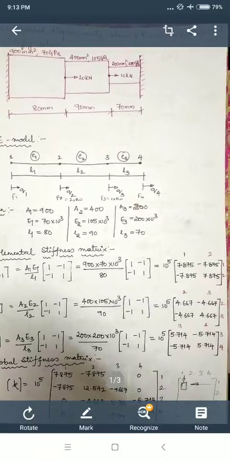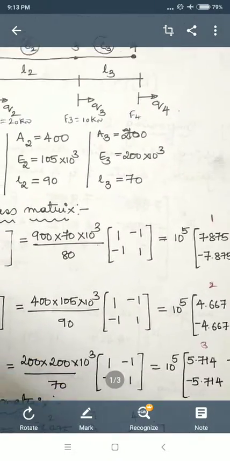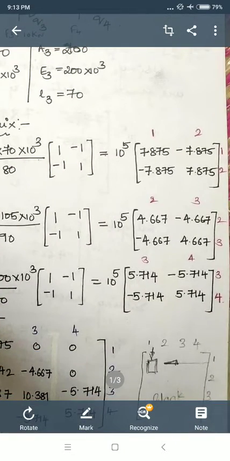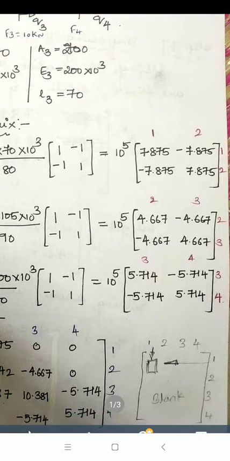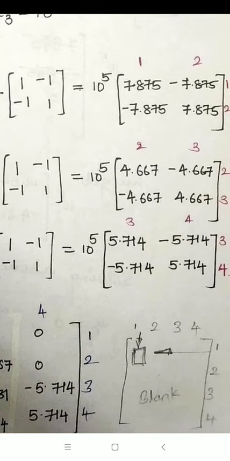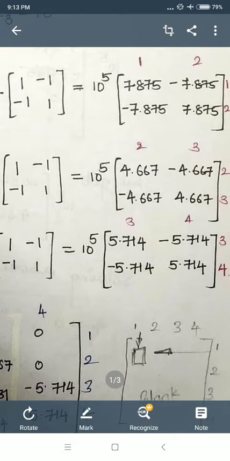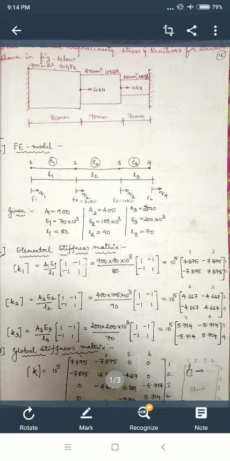First, what I will do, I will write a blank stiffness matrix, a blank matrix, and I will give the row and column numbers 1, 2, 3, 4. Because there are 4 nodes, the size of the global stiffness matrix will be 4 cross 4. That's why I have written there a 4 cross 4 blank matrix. And how to fill the values inside? There is a procedure that we have to follow.